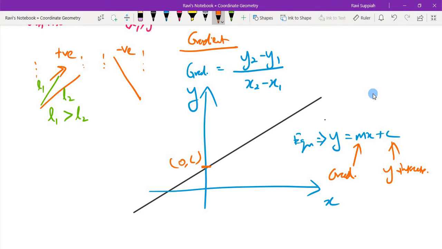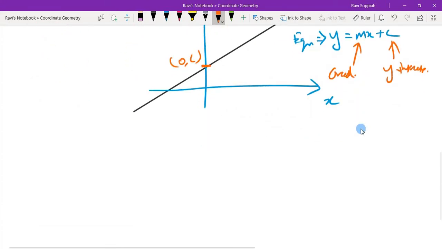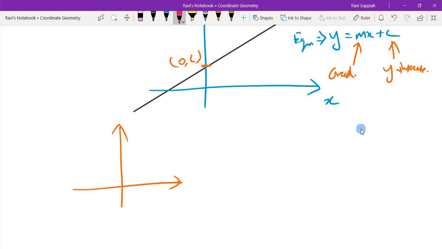So one more thing to note about the gradient is, if I were to have a flat line, so let's say this is my x and y axis. If my line is flat, the gradient is going to be 0. Okay, that means the horizontal line. If my line is vertical like this, then the gradient is undefined. Okay, so gradient is undefined.